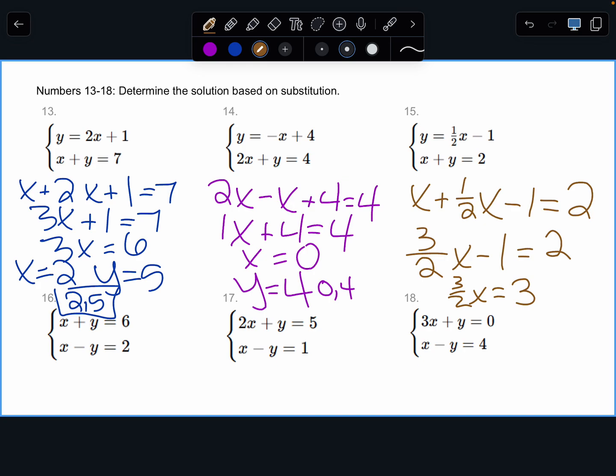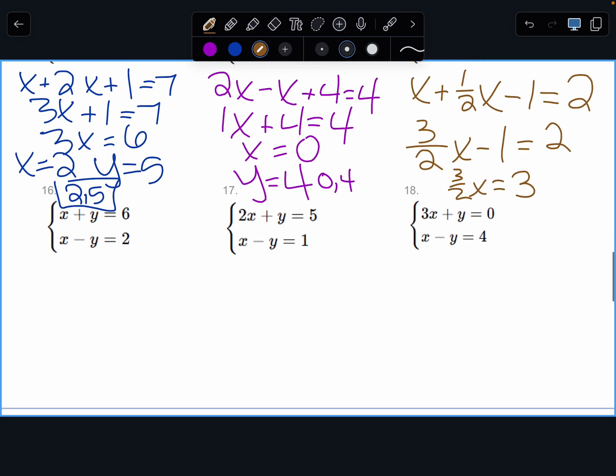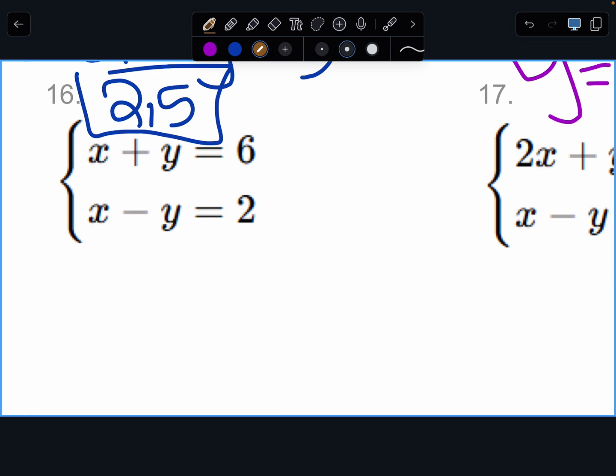And get x equals 2. And then you should get y equals 0. And number 16, you're going to have to do a little bit of solving.